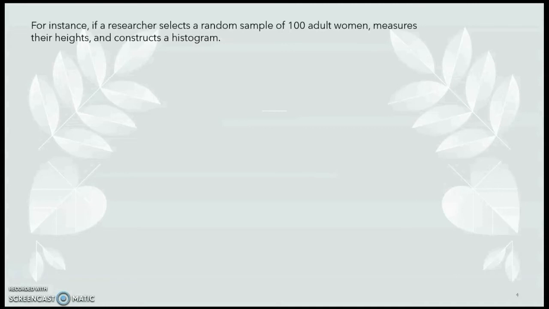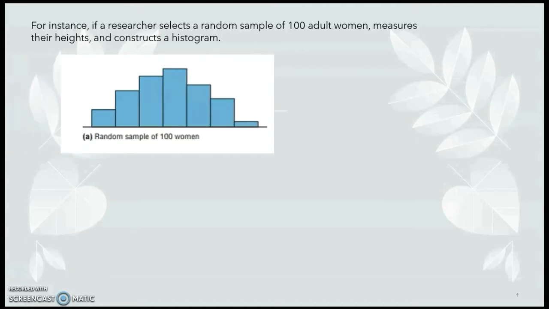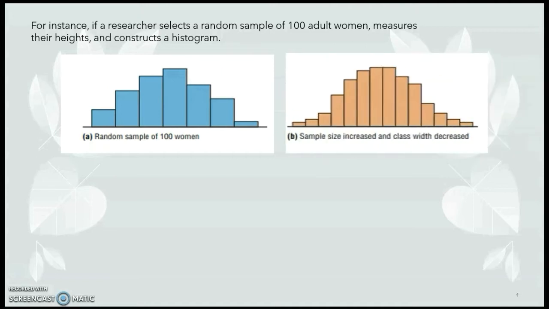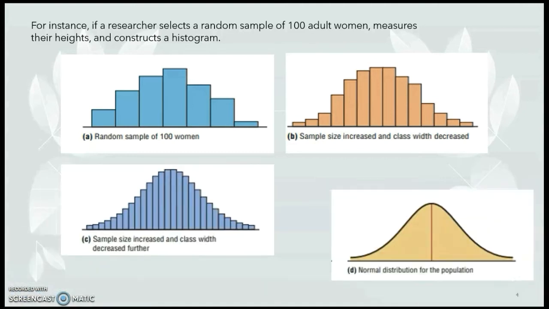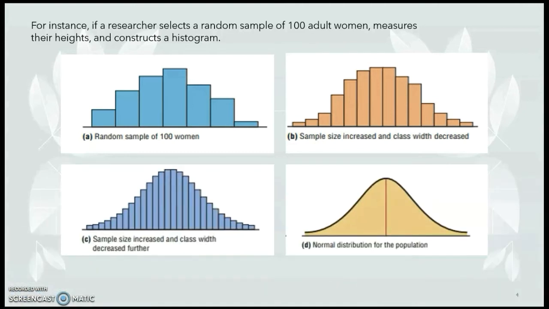For instance, if a researcher selects a random sample of 100 adult women, measures their heights, and constructs a histogram, the researcher gets a graph similar to this picture. Now, if the researcher increases the sample size and decreases the width of the class, the histogram will look like this picture. Next, if it were possible to measure the heights of all females in the United States and plot them, the histogram would approach a normal distribution. So this is the picture. The last picture is a distribution also known as the normal distribution, which is our topic in Chapter 6.